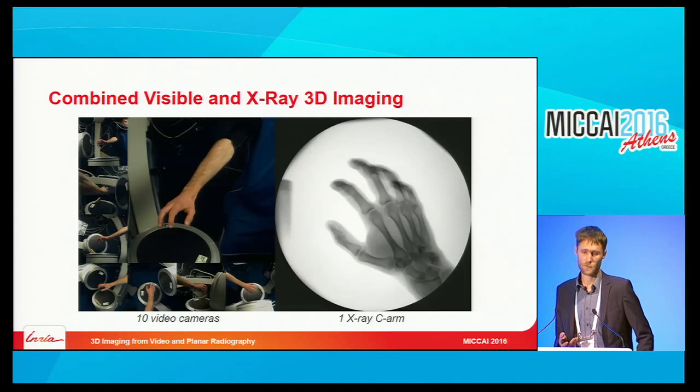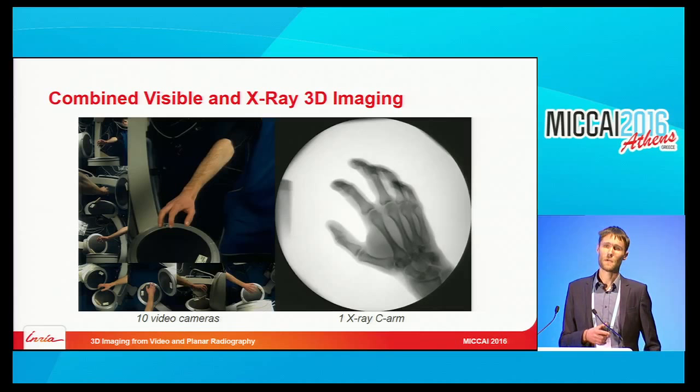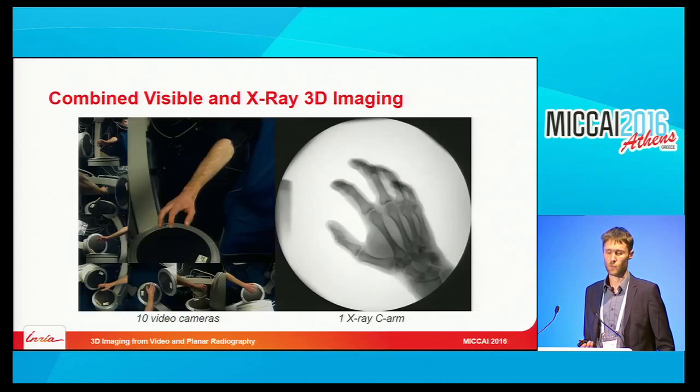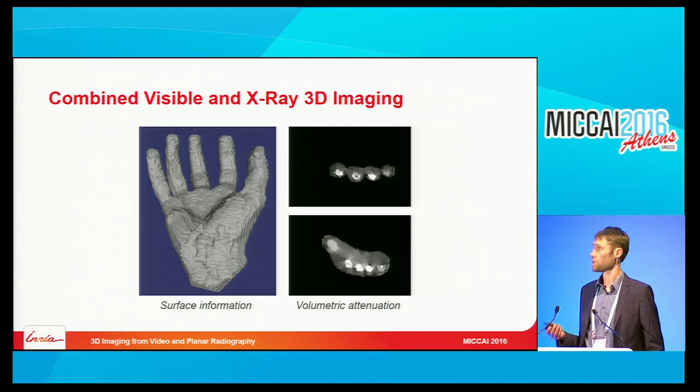So essentially, we deployed a new platform called Kinovis, in which we combine 10 video cameras with one X-ray C-arm that allows us to get at the same time, at 30 frames per second, the surface as well as the in-depth motion. So the idea is to capture surface information over time as well as volumetric attenuation over time.